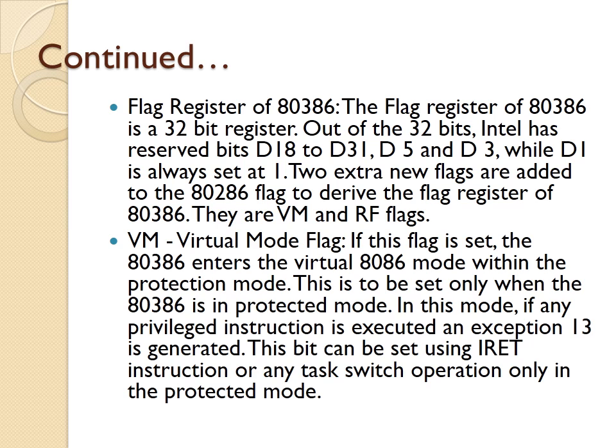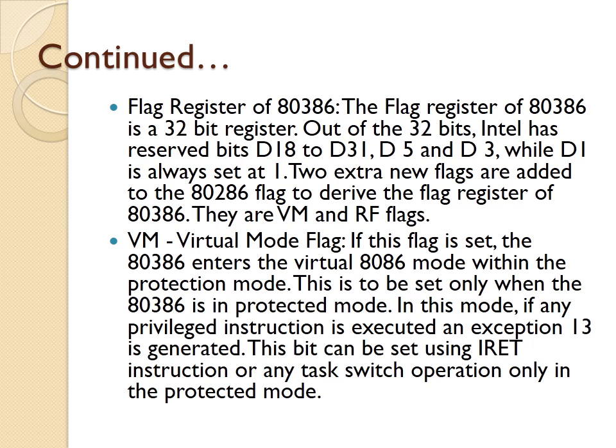Flag register of 80386. The flag register of 80386 is a 32-bit register. Out of the 32 bits, Intel has reserved bits D18 to D31, D5 and D3. While D1 is always set at 1, 2 extra new flags are added to the 80286 flag register to derive the flag register of 80386. The VM flag is the virtual mode flag. If this flag is set, the 80386 enters the virtual 8086 mode within the protected mode. This is to be set only when the 80386 is in protected mode.